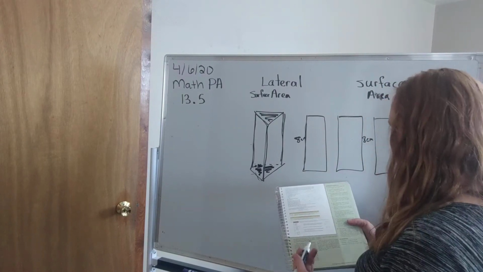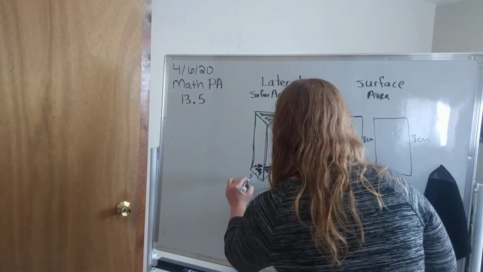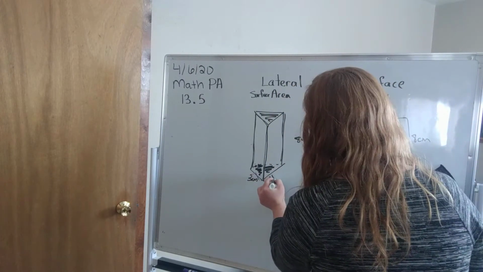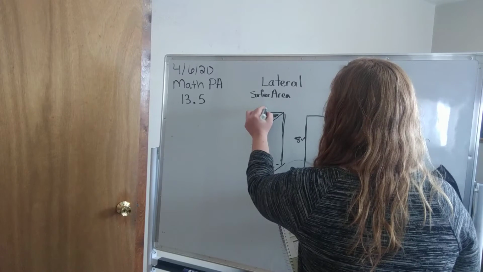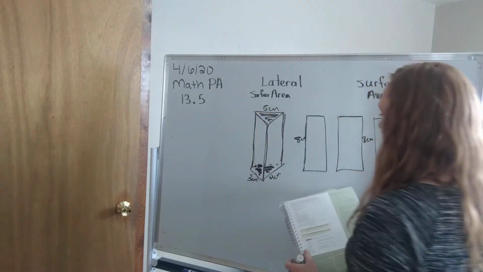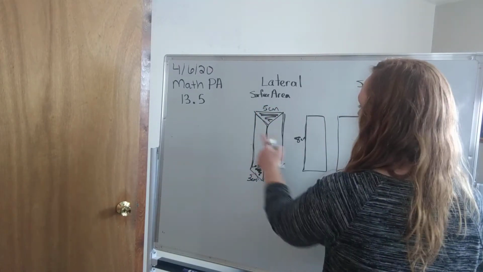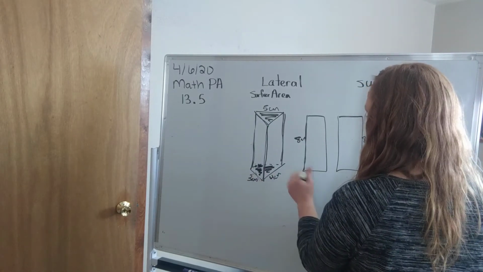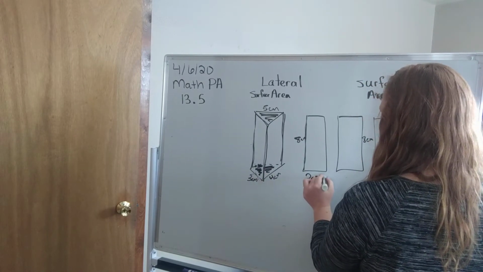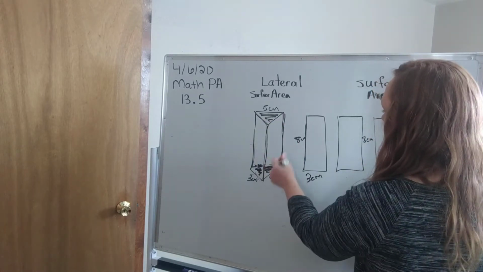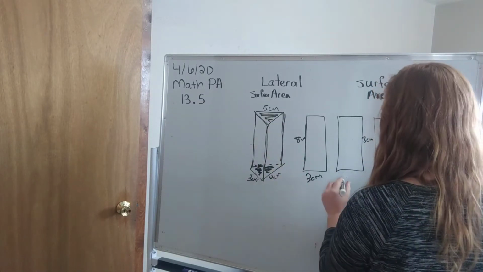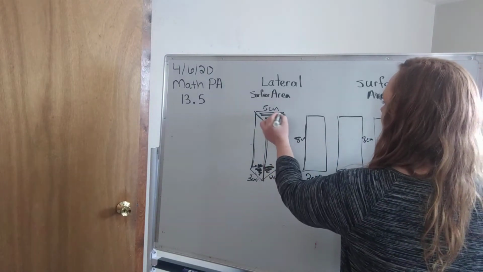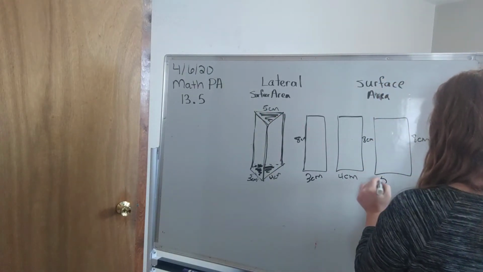But if we look at the shape, we see that it says 3 centimeters here and 4 centimeters here and 5 centimeters across the back. So that tells me that this rectangle that we've taken out is 8 by 3. And it tells me that this one is an 8 by 4. And it tells me that this back one is going to be 8 by 5.